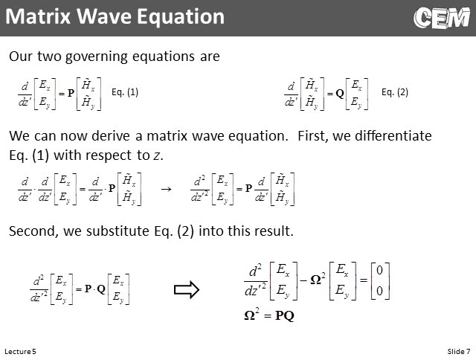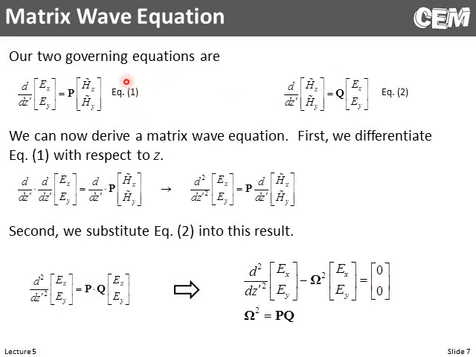So now we have our two matrix differential equations. They're both first order. Now what we're going to do is substitute one of them into the other and come out with what we'll call a matrix wave equation. So at the top we have our two equations from the last slide. That's two first order matrix equations, equation 1, equation 2.